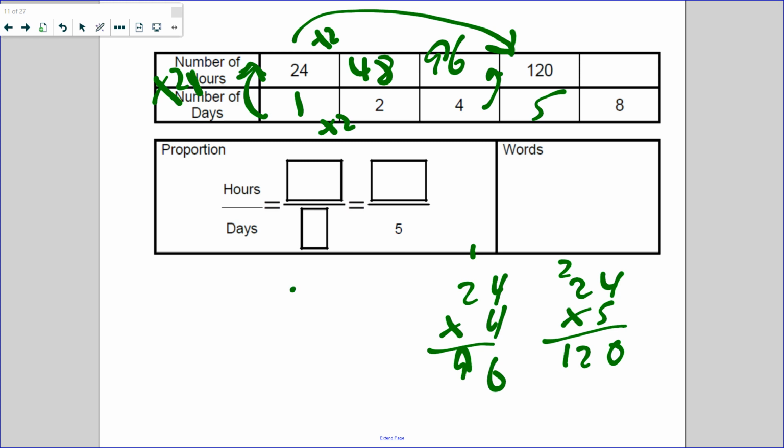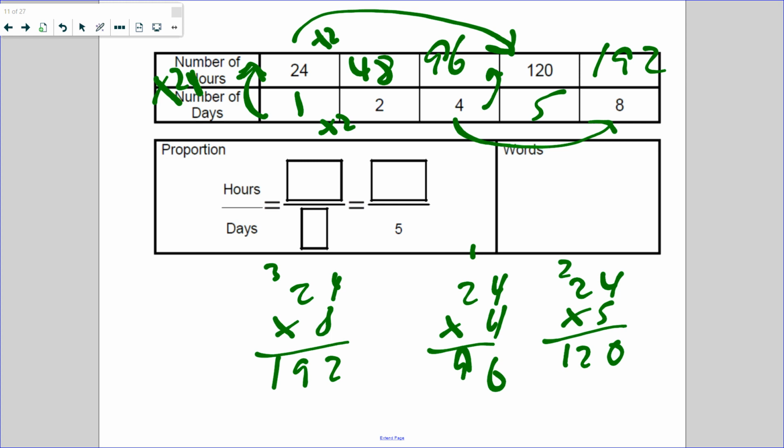Times 8. 24 times 8, that's 32, carry the 3. 16 plus 3 is 192. A shorter way is, how do you build a 4 to an 8? From 4 days to 8 days, times 2. 96 times 2 is 192.